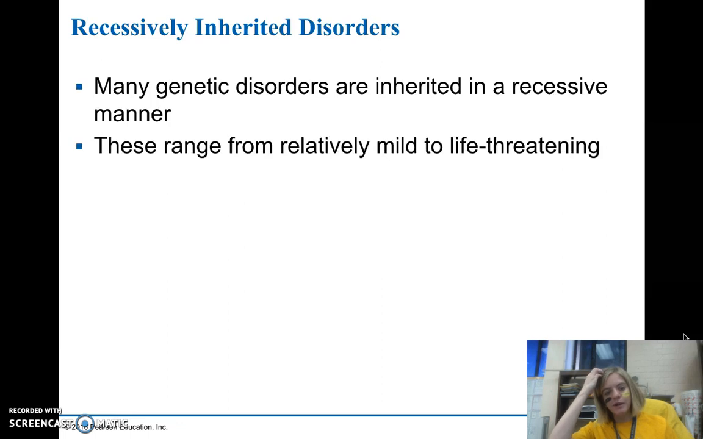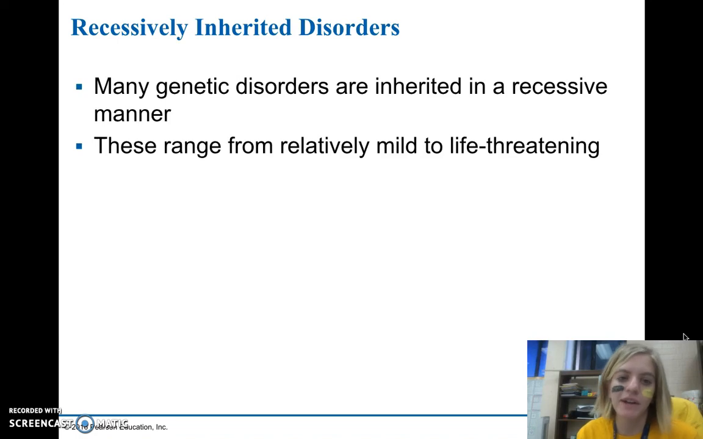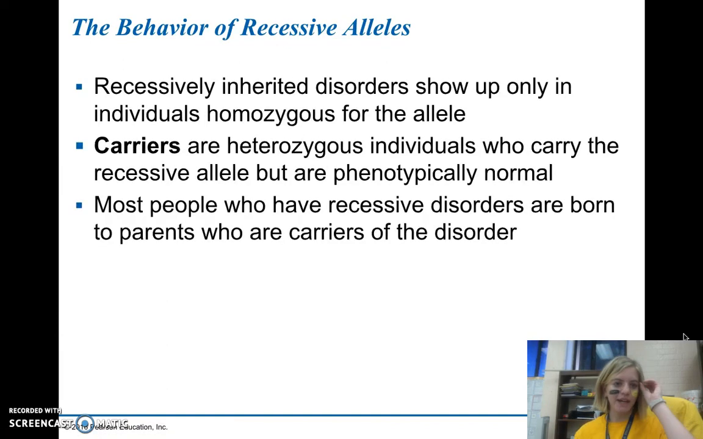So now we're going to talk about recessively inherited disorders. So most genetic disorders are inherited by the recessive gene, and these could be mild to very life-threatening. So heterozygotes that have the recessive allele are known as carriers because when we have recessively inherited disorders, they only show up in individuals who are homozygous for the allele. However, that recessive allele can be passed on in the heterozygote, and that's why they're referred to as carriers, because they carry that allele, but phenotypically they look and appear normal.